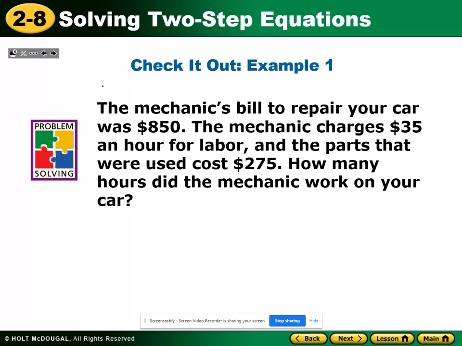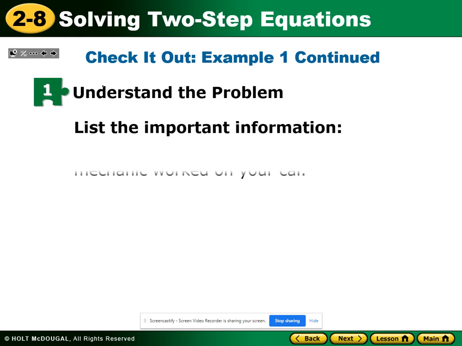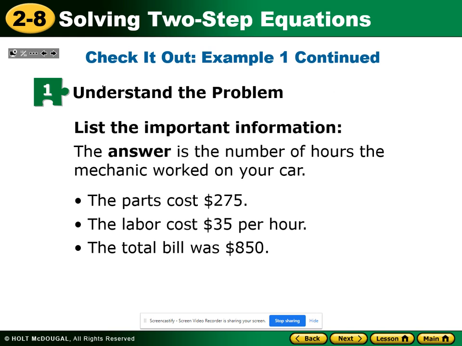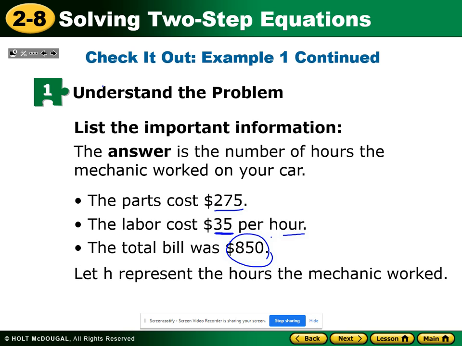All right. The mechanic's bill to repair your car was $850. That's what you had to pay them so you could get back on the road. Now, this mechanic charged $35 for an hour, and the parts were $275. How many hours did the mechanic work on your car? We got to set up that equation again. All right. We had the parts cost plus the dollars per hour. 1 hour is 35, 2 hours is 70. It is a multiplication factor there. And then we have the total cost. All right. From there we go on.